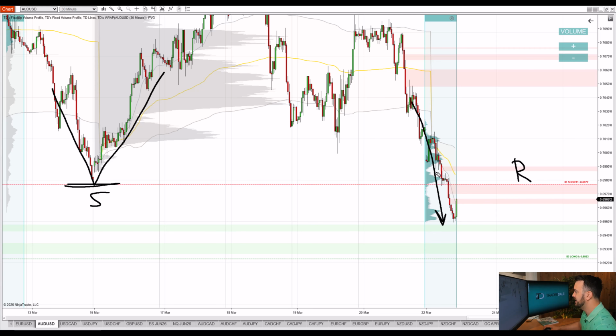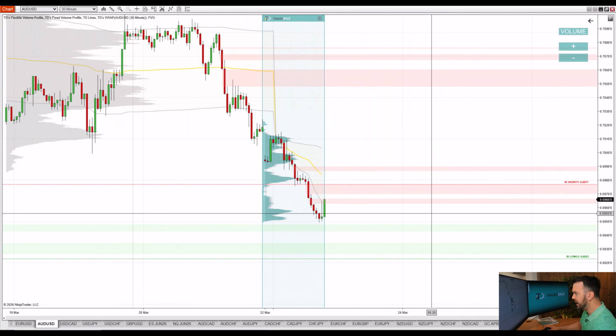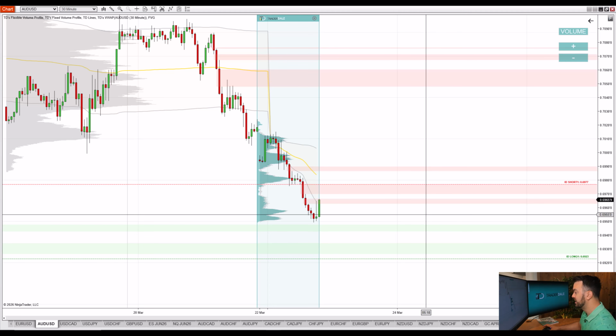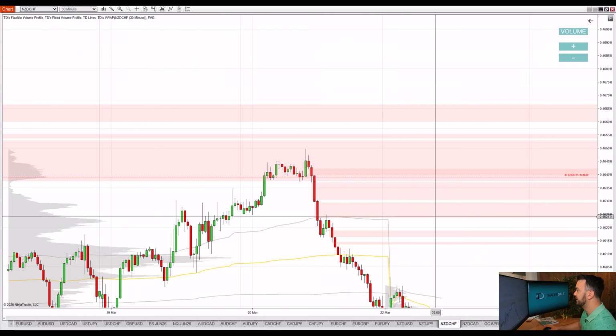Because as you can see, this nicely aligns with the beginning of this volume cluster, okay? So that's why I think that there'll be a reaction from 69.77. Right now I'm just waiting for the pullback and go short from there. All right, so that's for the Australian dollar, US dollar. Now I also have two levels on the New Zealand dollar, Swiss franc, and then New Zealand dollar, Canadian dollar.